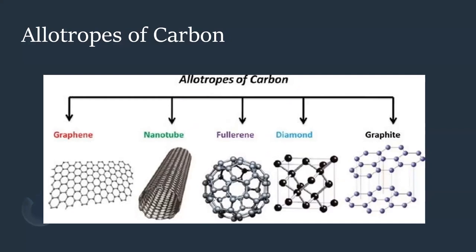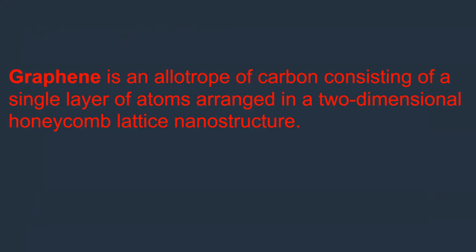So what is graphene? Basically, graphene is an allotrope of carbon. It consists of a single layer of atoms arranged in two dimensions, like a honeycomb lattice, a nanostructure. Graphene and nanotubes are very close to each other. If we fold one layer of graphene, connecting one side to another to make a cylindrical structure, it becomes a carbon nanotube.